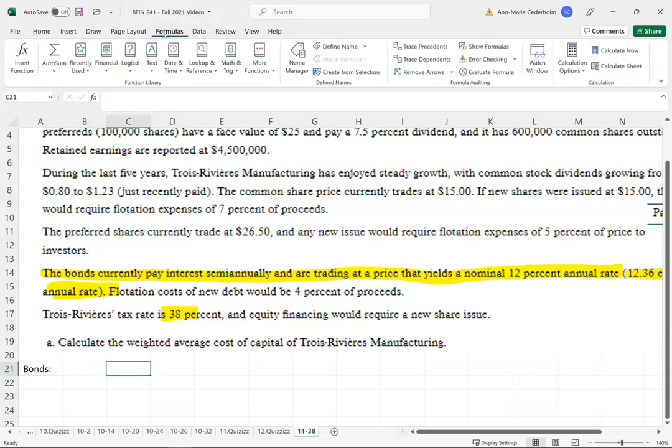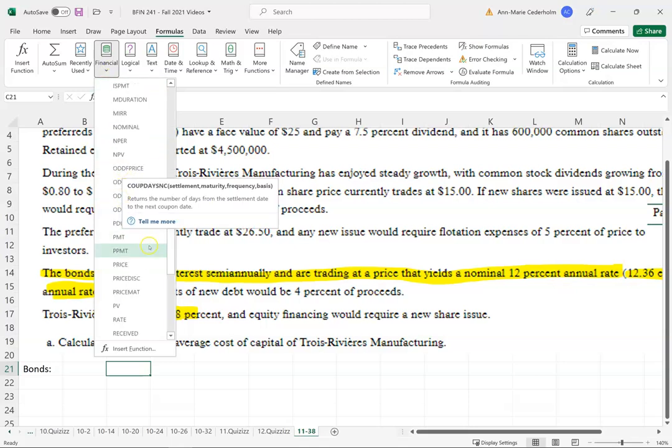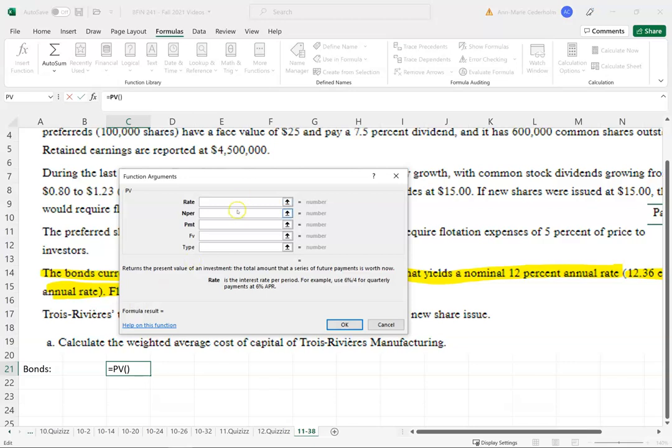So I'll bring up my financial calculator, and we want to go down to present value. So the rate that we use here is the market or the yield rate, and that's the 12%. Now this does pay twice a year, so I'm just going to divide that by 2. So it'll be 6% every calculation. Now the NPER is the number of payments. So if it's an 8-year bond, we can multiply that by 2, and that will give us 16 payments.